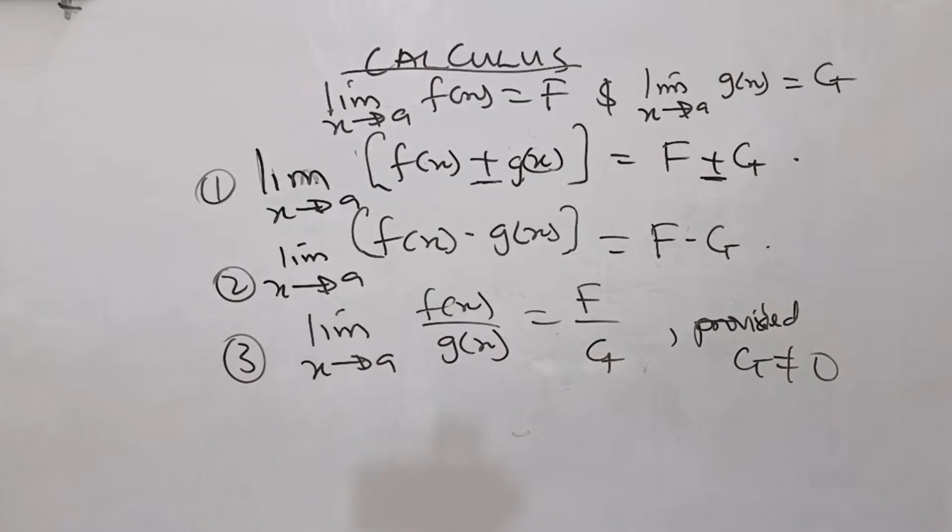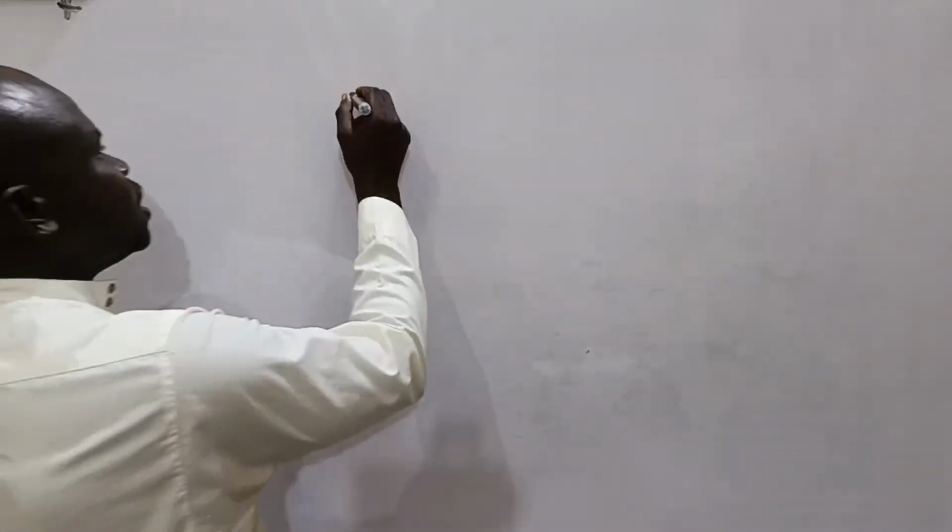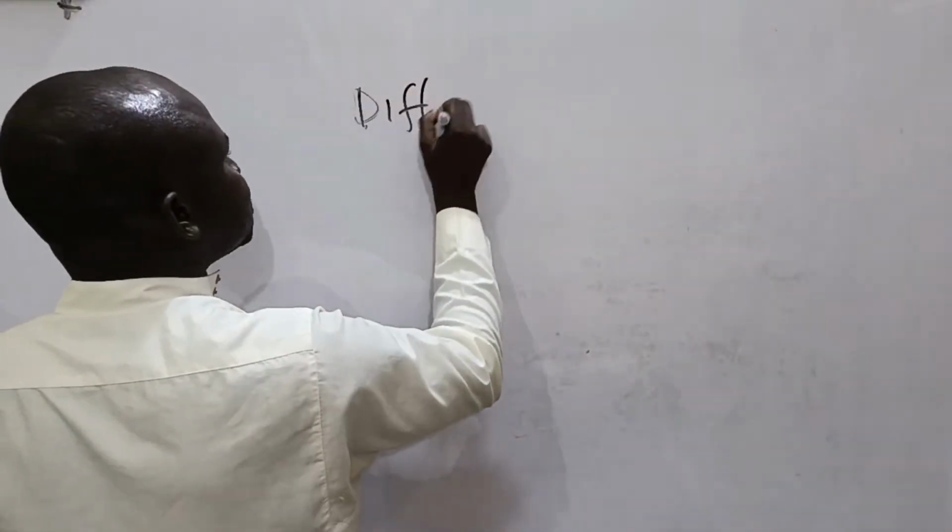Before we generalize the limit of a function. So if you want to find the limit of a function, that is what we are expected to do. And recall that when we have L'Hopital's rule, it simply means you differentiate both the numerator and the denominator. So I'll go ahead and introduce differentiation now. Differentiation.